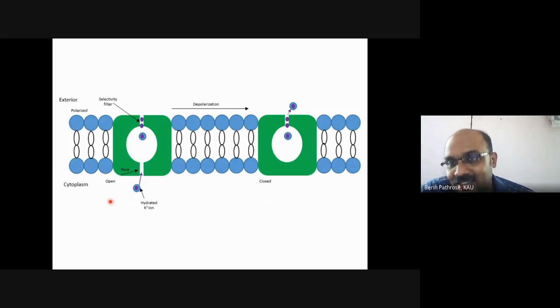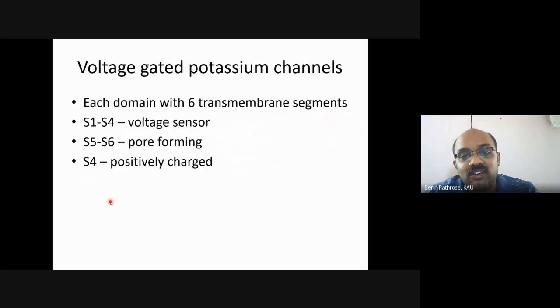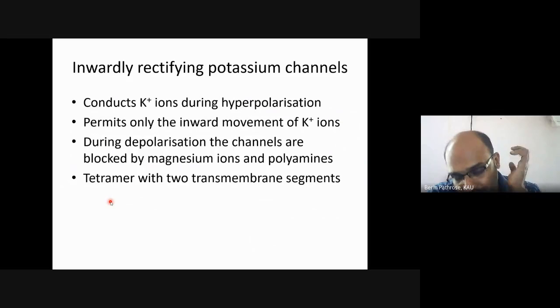But here, these channels permit the movement of potassium ions towards the inside of the cell. That's why it is called inwardly rectifying potassium channels, because these are the ion channels which permit the movement of ions into the cell, not outside the cell. Till now, what we have discussed permits movement outside the cell, but this is the one which permits movement into the cell. So, this inward movement of potassium ions happens during hyperpolarization.